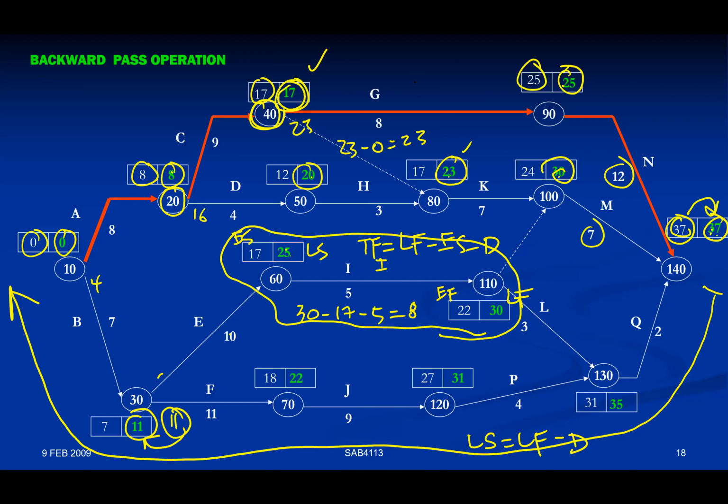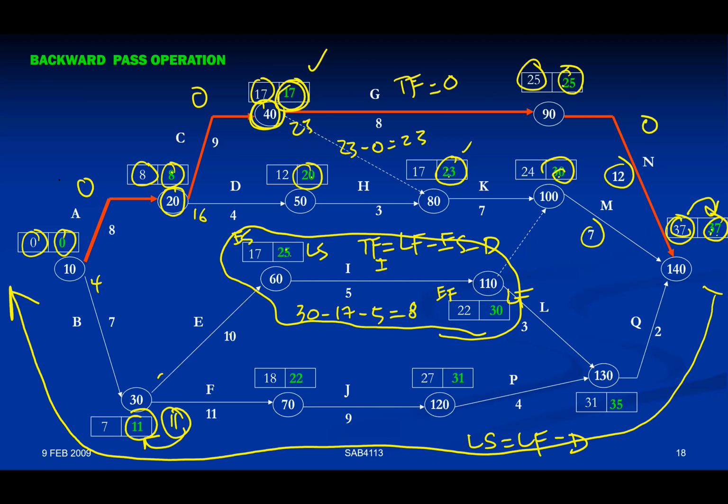But you notice here for A, C, G, N, the total float value TF is equivalent to 0, 0, 0, 0. When the total float equals 0, that means that activity is a critical activity. When those critical activities are connected together, they are called the critical path. As simple as that. So what is the critical path? Critical path is the longest duration in a network.